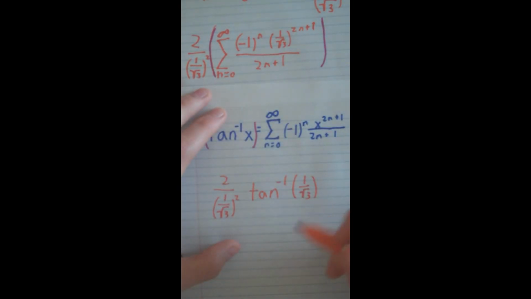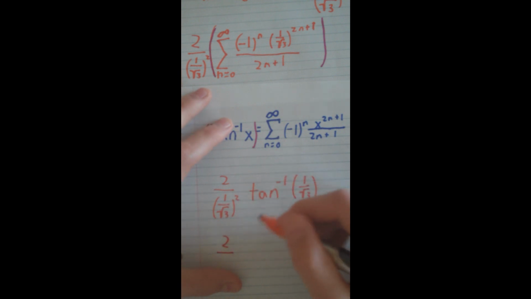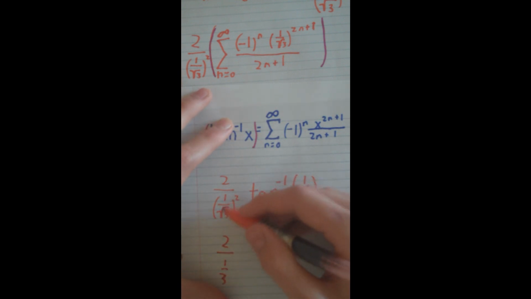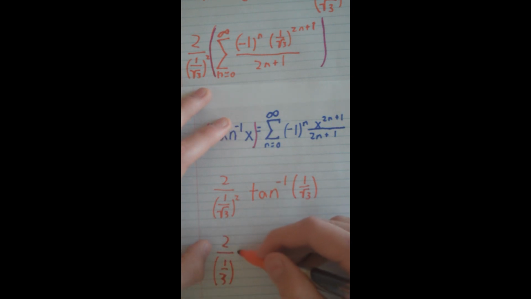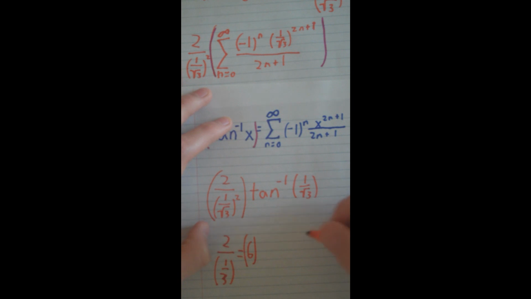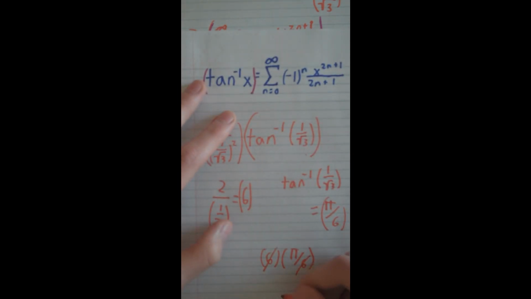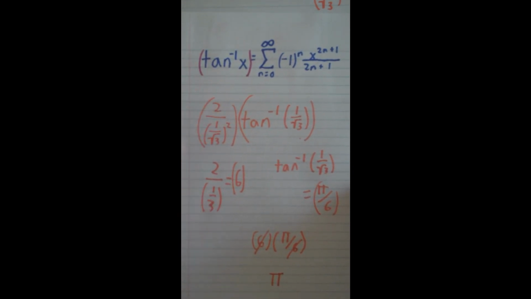So if we get this equation, we can just multiply this all out real quick. So 2, and then 1 over square root of 3 squared is going to be 1 over 3. And when you multiply this all out, that'll equal 6. So our outside will be 6. And our inside, arctan of 1 over square root of 3 equals pi over 6. So we multiply them together, just like in these. 6 times pi over 6. These 6's cancel out, and our answer will be pi. And that's how you solve that equation.